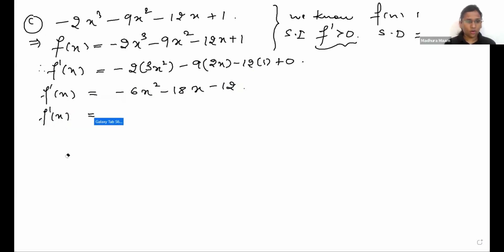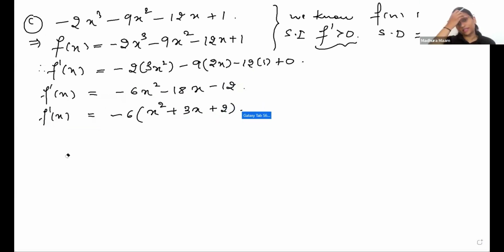6 I can take common, also minus I can take common. Okay. So this became x square, this became 3x, sorry plus 3x, and then this is 2. Correct? I have taken minus out. All terms are negative, so this becomes positive. Okay. Yes. So can I solve this equation now?